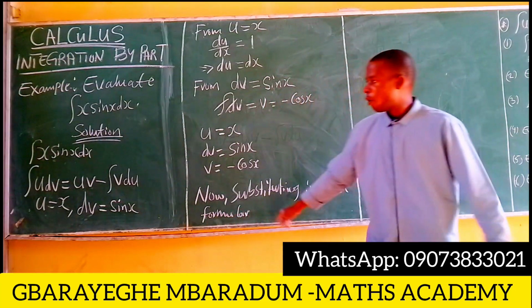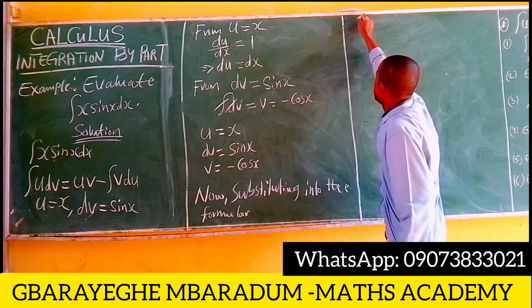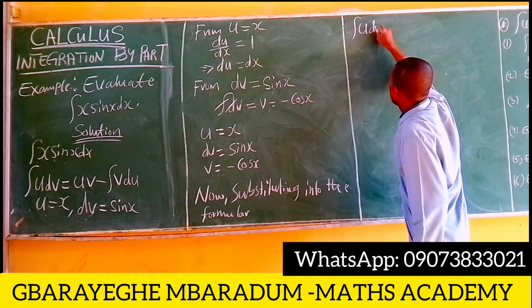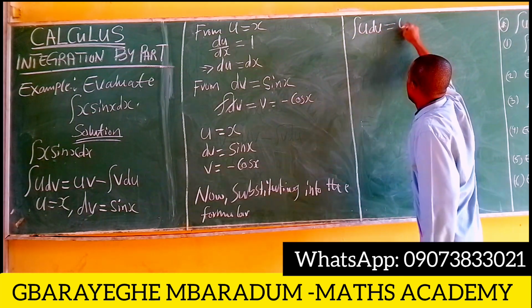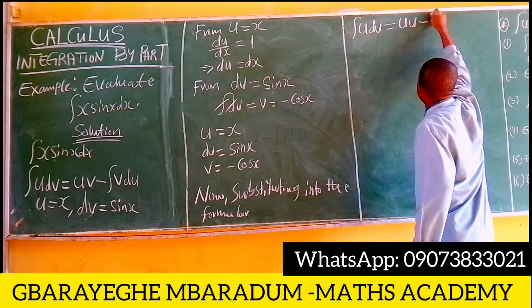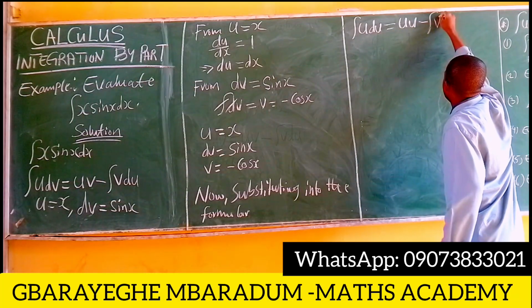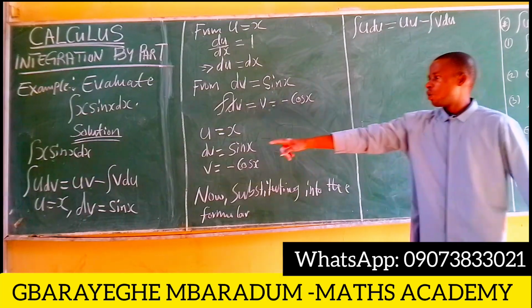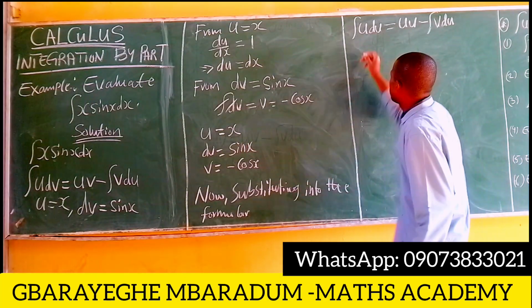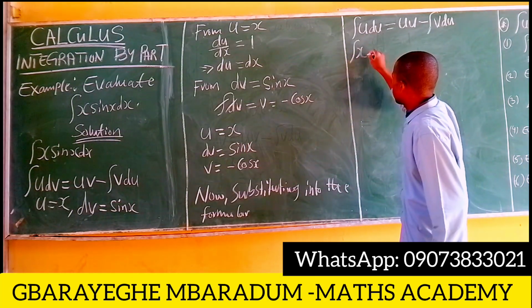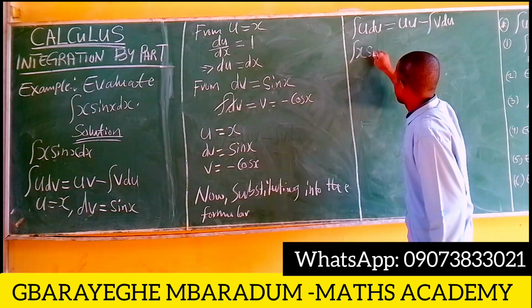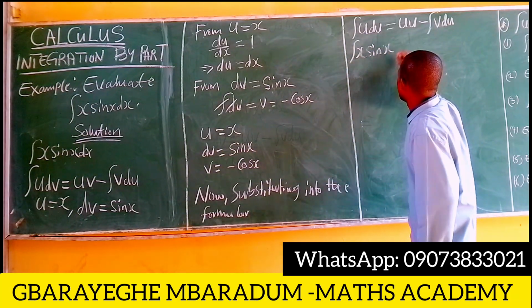Now we substitute into the formula, and the formula is what is given as what? Integral of u dv equals uv minus integral of v du. Now we know that our u is x, right? So we have integral of x, and our dv is sine x, right? Sine x.